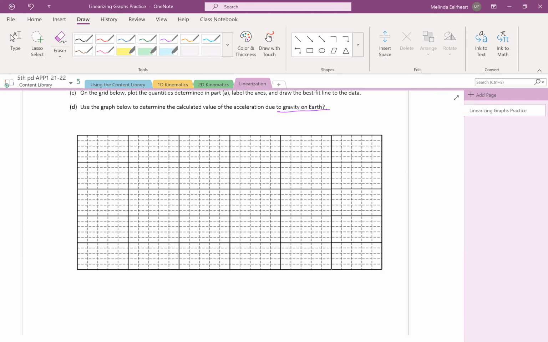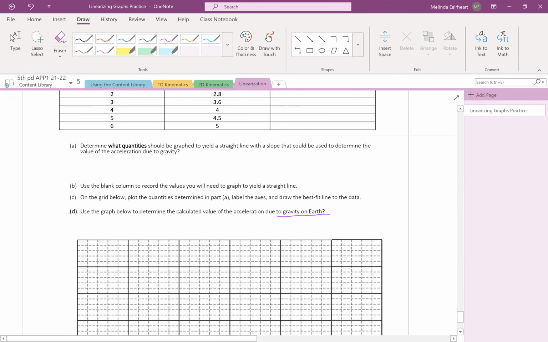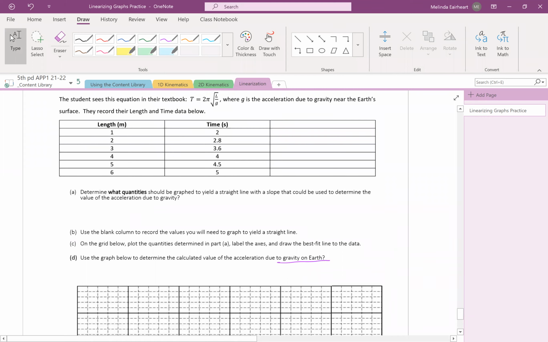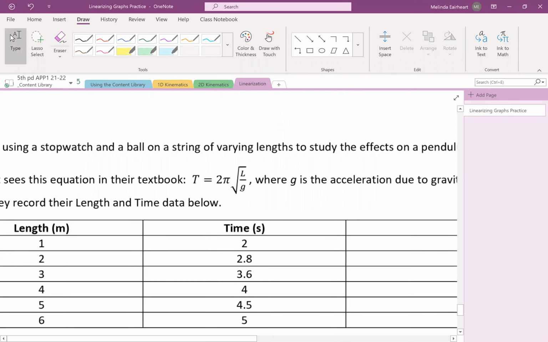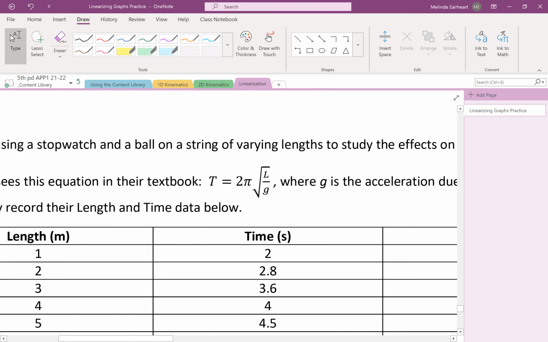So the quiz is on Monday, next class. Be ready to do one of these with a new equation, one you've never seen before. Don't let that freak you out. Do you need to know about pendulums to do this problem? No. Okay. All right.